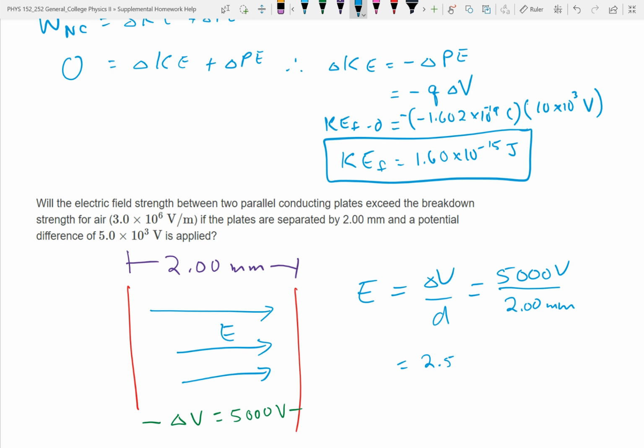How did you know that was a 10 to the third? Oh, for the denominator. Yeah, here.